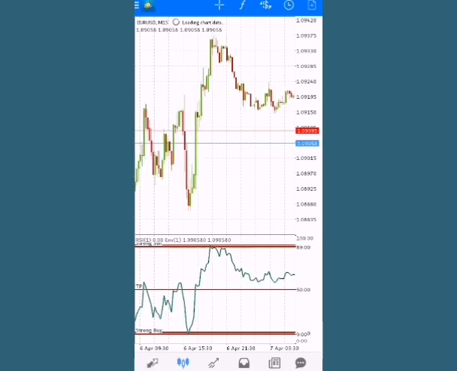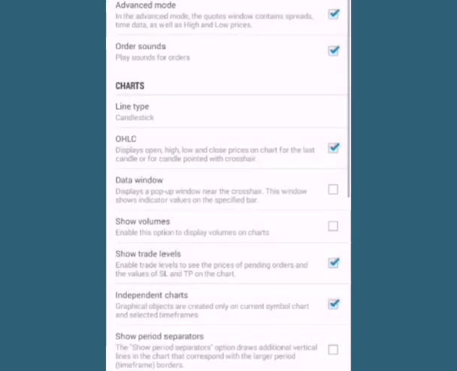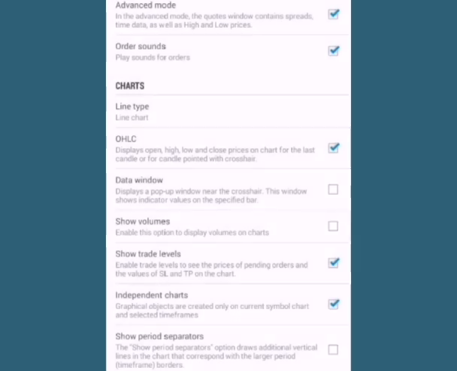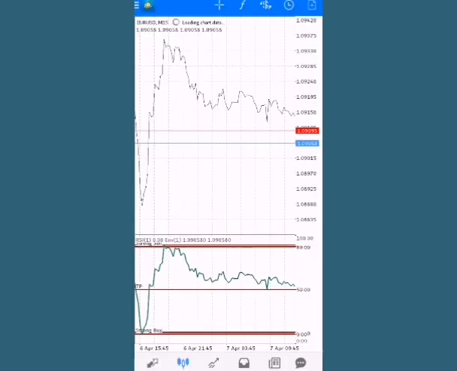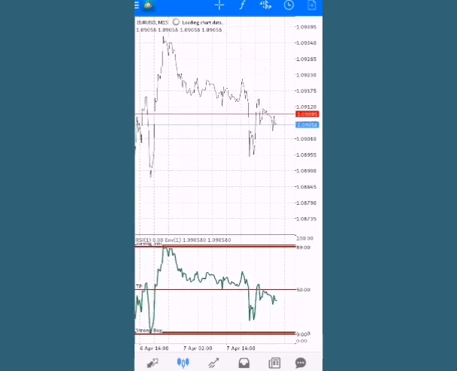But today I have an update to make, and that update is to switch to the line chart. So what you do is you go to settings and you go to line type, and under line type you choose line chart, okay? And then you go back to your chart. This is what you are going to see. I know it looks very simple to trade, but you are going to love this, believe me.